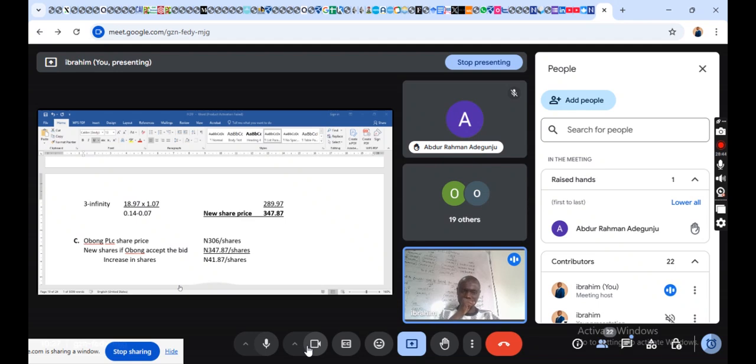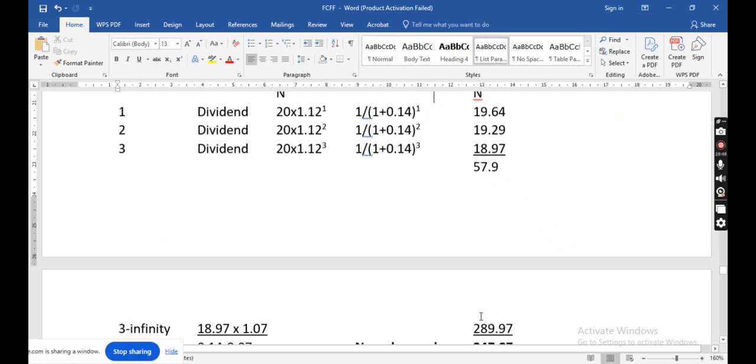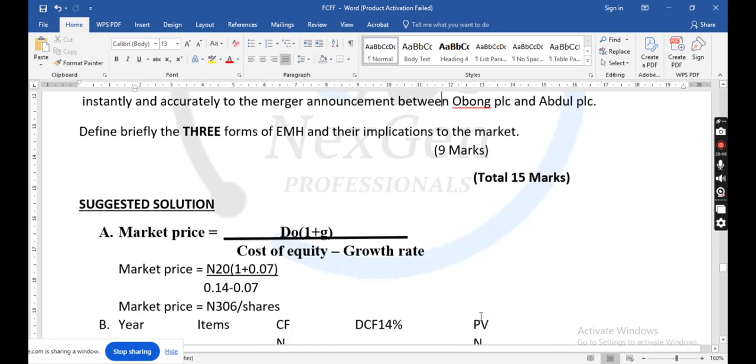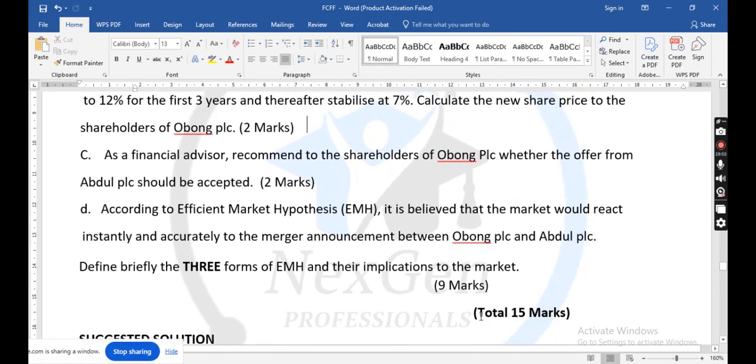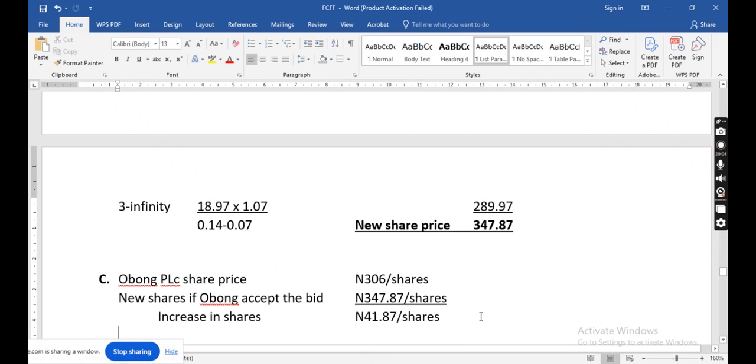Is it 2 marks? Abdurrahman. You caught me. Okay. Please put down your hands. Just put down your hands. Okay, so that is 2 marks. Class, I hope I'm communicating.